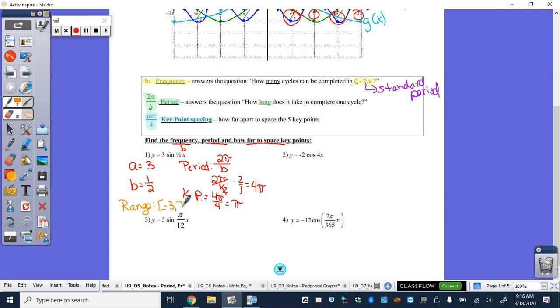And our range, just because we can't review it enough, I know it didn't ask for range, but our range here would be negative amplitude to positive amplitude, so -3 to +3.